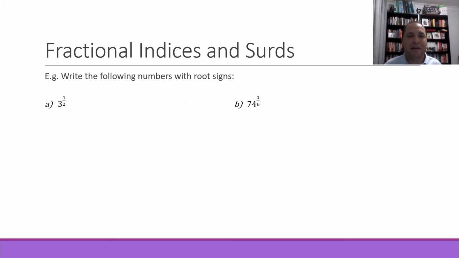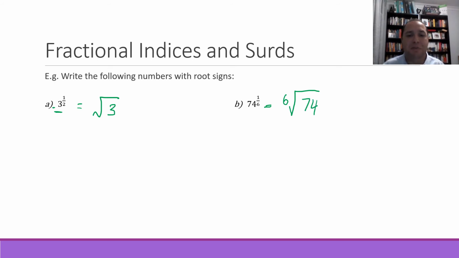Alright, so a couple of examples. Let's write the following numbers with root signs. So we've got 3 to the half here. We just saw that power half actually just means square root. So 3 to the half is simply square root 3. Now for this next one, we've got 74 to the power of 1/6. How we write that is the 6th root of 74.